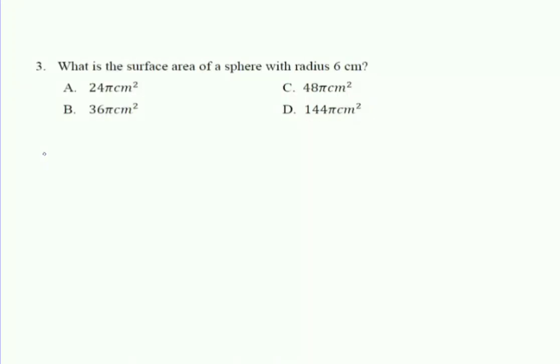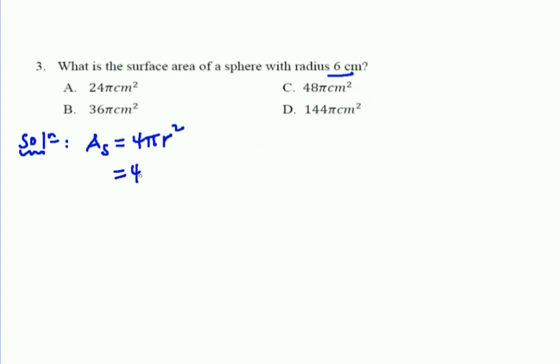What is the surface area of a sphere with radius 6 centimeter? Here we are asking the surface area of a sphere with radius 6 centimeters. So here we need to remember the formula for surface area of a sphere. A_S is the surface area of a sphere and its formula is 4 pi r squared. So we have the radius, which is 6 centimeters, substitute here.